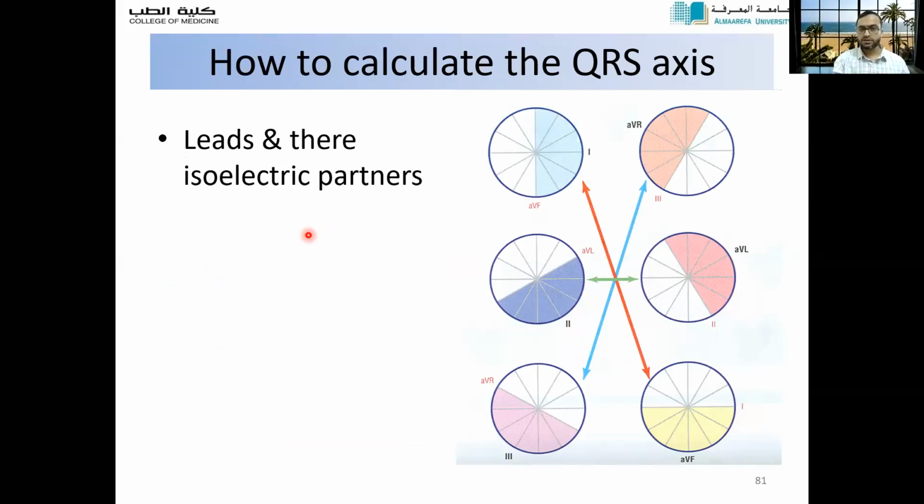For both methods, you have to select lead 1 and lead AVF. 2 leads you have to select which are perpendicular to each other. We are selecting these 2 leads because they are perpendicular to each other and they are looking at each other from 90 degrees, from different angles. So they will give you a better idea about which direction the current flows. So we can now select lead 1 and lead AVF.